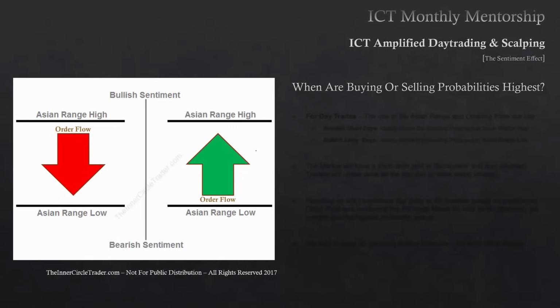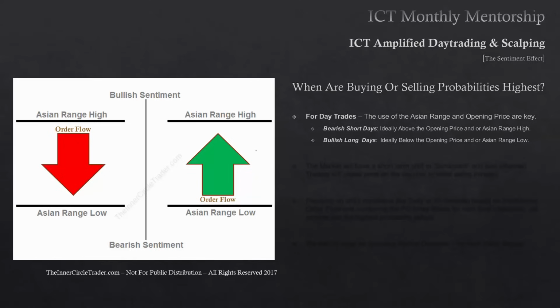Okay, when are buying or selling probabilities the highest? Well, for day trades, as we're specifically teaching this month, the use of the Asian range and the opening price are key. Bearish short days, or when you're looking to sell short, ideally you're going to be looking for a move above the opening price and or the Asian range high. When you're looking to go long on bullish days, ideally you're going to be looking to go long below the opening price and or the Asian range low.